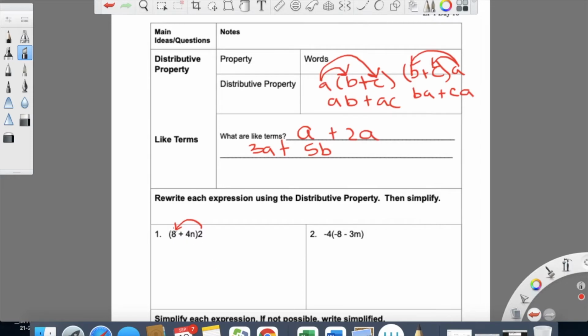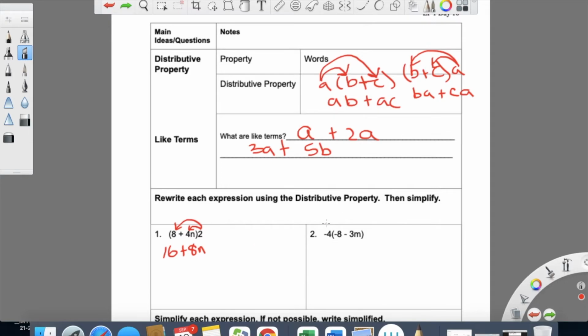So we have 8 times 2. We get 16. And then we have 4n times 2. And there's a plus sign here, so I want to go plus. 4 times 2 gives me 8. And then I don't want to forget the n because the n was there. We have to bring the n with that 4, which became 8 because I multiplied by 2. So this is our answer. That's all we're looking for. We're just simplifying the expression so that we don't have parentheses anymore.